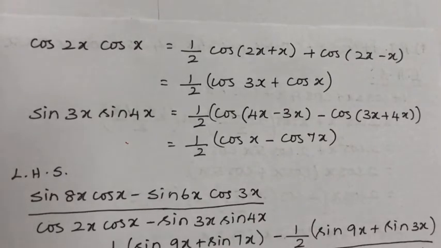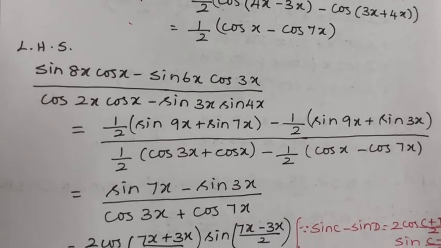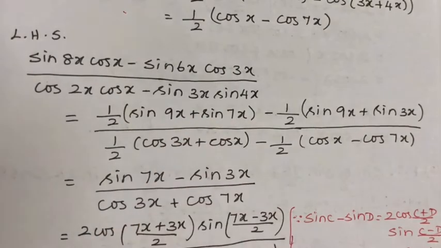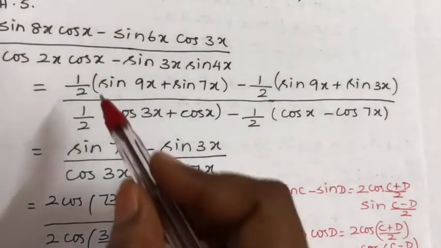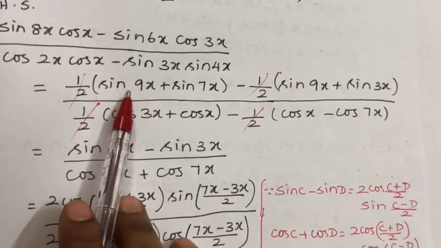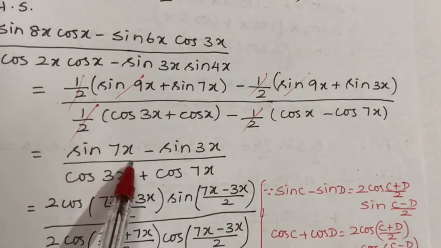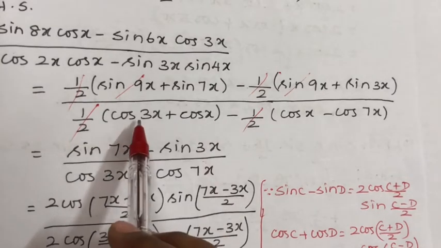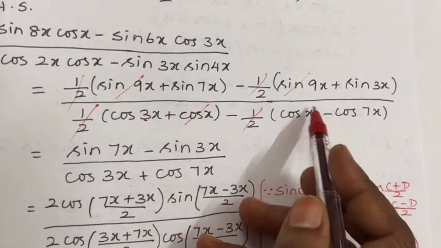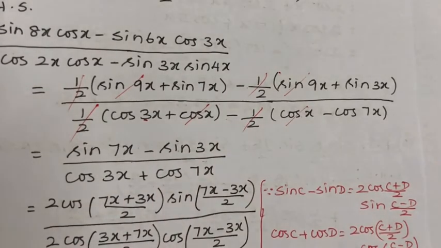Now let's take the LHS, the expression. We are going to substitute the values that we have found now. So 1 by 2 into sin 9x plus sin 7x. We have substituted everything. All 1 by 2's will get cancelled. So sin 9x, here minus sin 9x, so it will get cancelled. So in the numerator sin 7x minus sin 3x. Similarly in the denominator, cos x cancels. Here, because there is minus cos x, cos x will get cancelled. So cos 3x plus cos 7x.